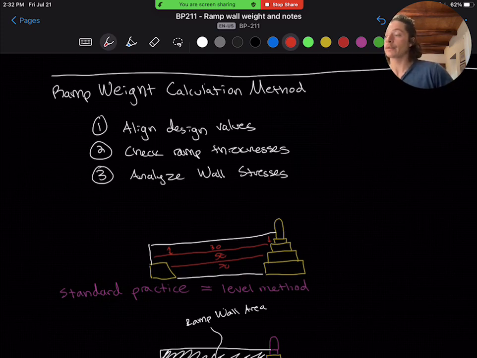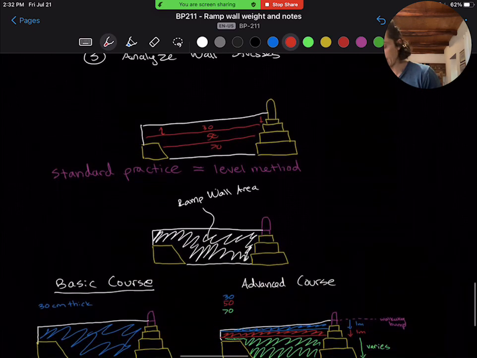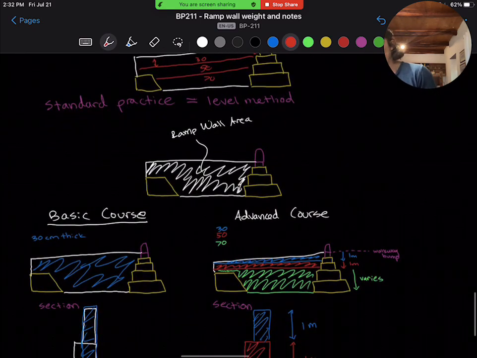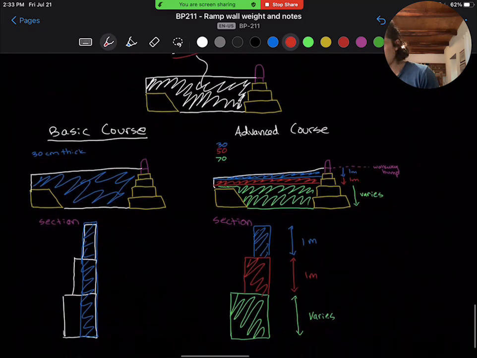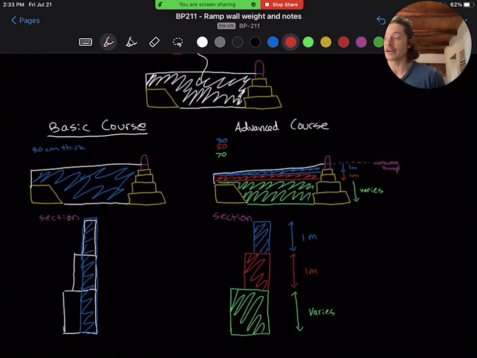Now, if you remember, the basic suspended bridge design course, number 201, also teaches you to assume the entire ramp wall area is 30 centimeters thick. So this being our ramp wall area labeled in white here, the basic course teaches you to just assume this is all 30 centimeters for simplicity. And looking at a section, you can see that a ton of capacity is being lost by assuming this is all 30 centimeters for 2 or 3 tier abutments.